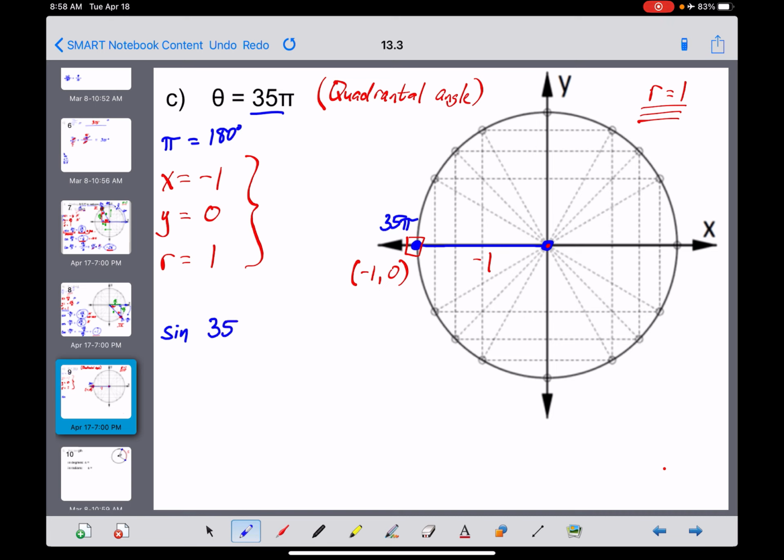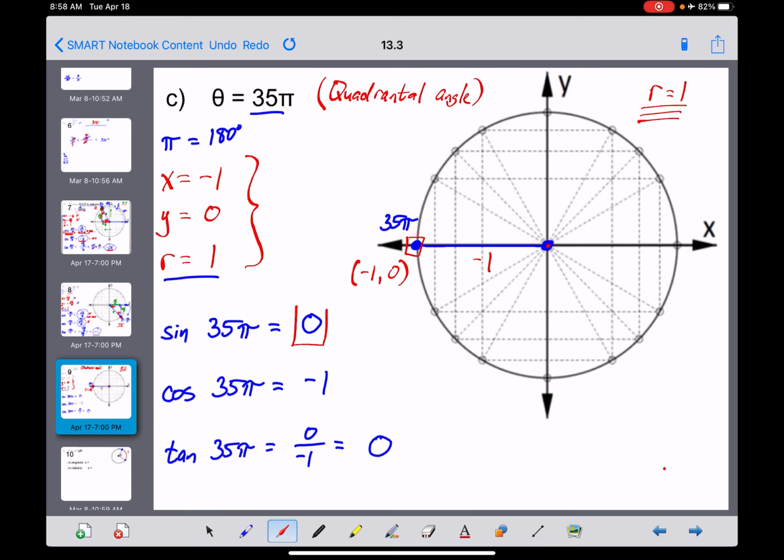The sine of 35 pi then, sine is y over r, but since r is 1, sine is just your y coordinate, 0. Cosine of 35 pi. Cosine is x over r, or because it's a unit circle, just x. Cosine there is negative 1. And then lastly, the tangent of 35 pi. Once again, tangent is y divided by x. That's going to be 0 divided by negative 1, which simplifies to 0. And there it is, guys. That's the value of sine of 35 pi, cosine of 35 pi, and tangent of 35 pi.